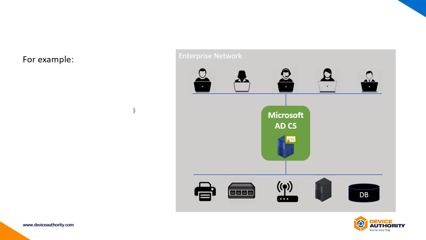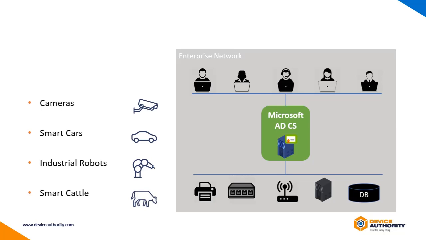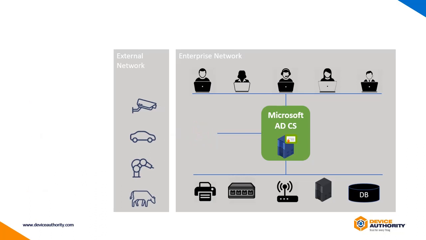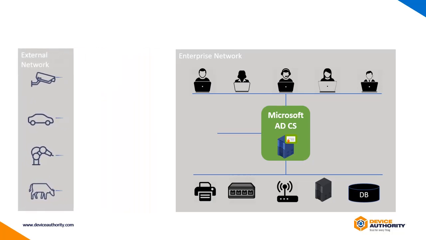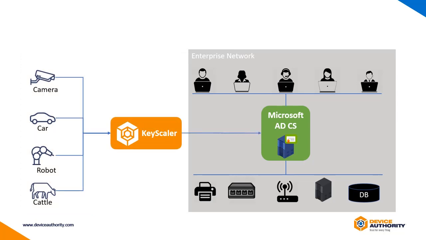With the proliferation of IoT, many new devices also need access to the ADCS server, for example, remote cameras, smart cars, etc. As these IoT devices are external to the enterprise network, they cannot connect to the ADCS server directly. Managing the security for them can be difficult and complex. This connectivity and device security management can be accomplished with Device Authority's Keyscaler platform to provide private certificate signing services from the ADCS server.